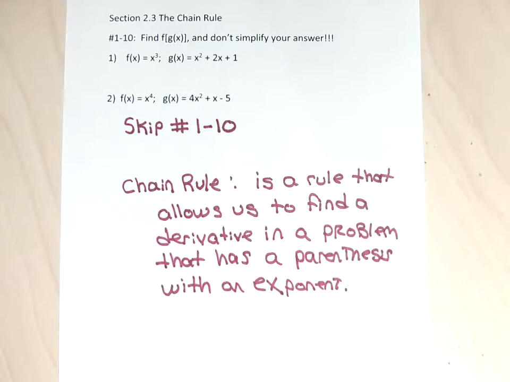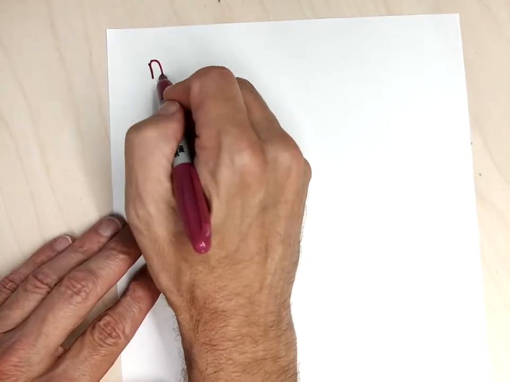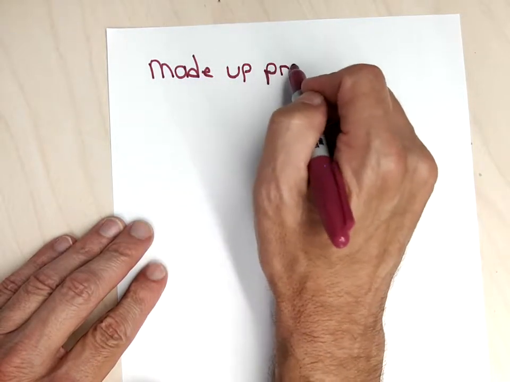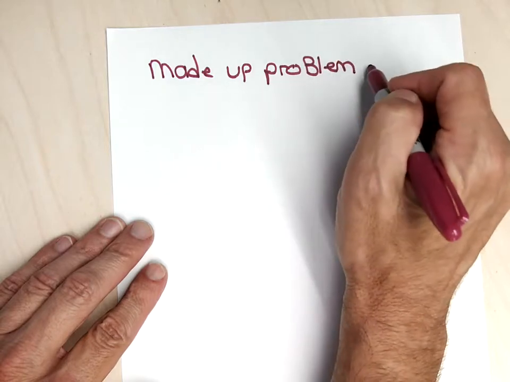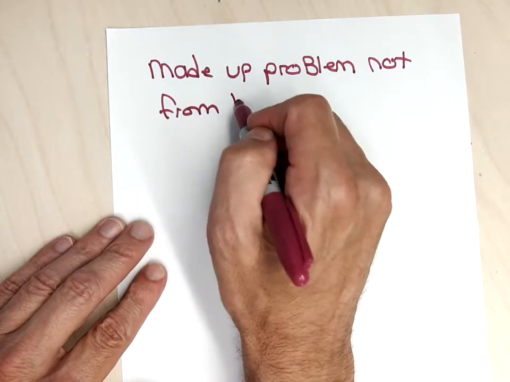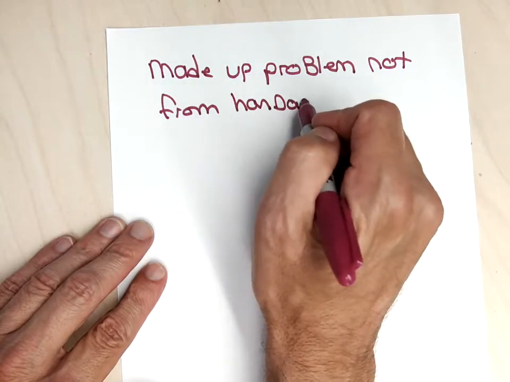So before I jump into doing some problems, I'll just explain what the chain rule is and how the chain rule works without really formally defining it. So I'll make up a generic problem. This problem is not from the handout or from my web page, just to illustrate the chain rule.